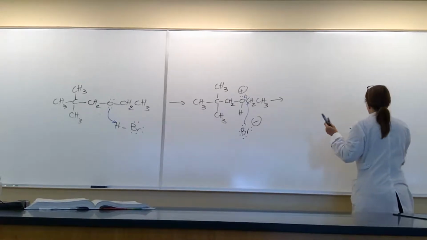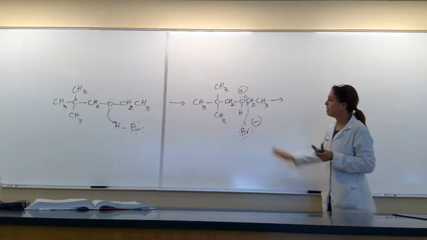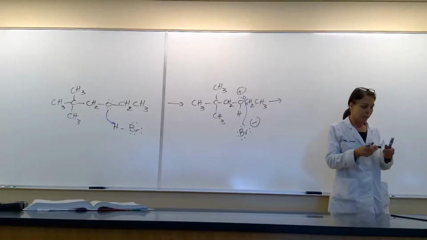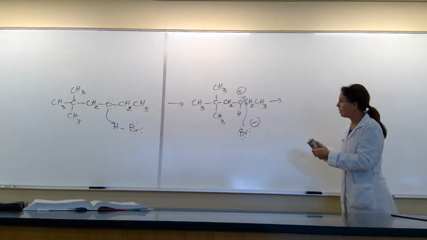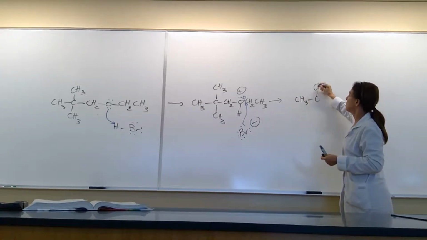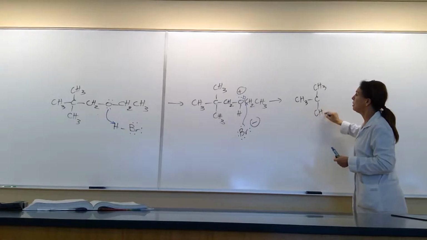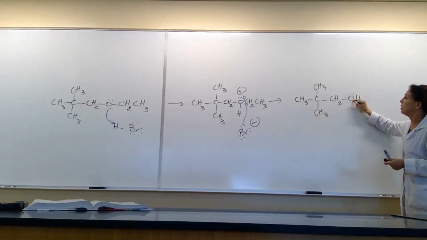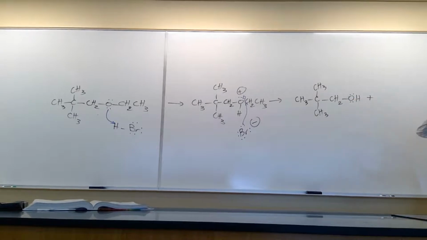So even if it looks primary on both sides, this side is less bulky, so you get a different outcome. Okay? So you end up with CH3, CH3, CH3, CH2OH, plus, you can have a methyl shift here also.